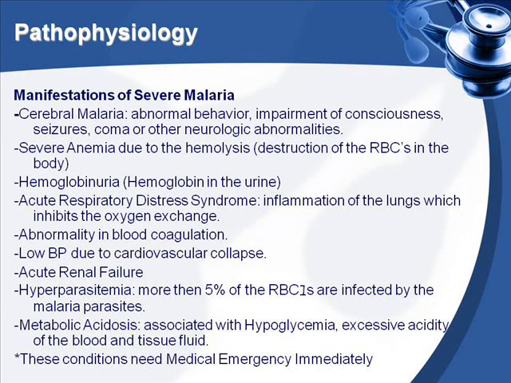Abnormality in blood coagulation. Low blood pressure due to cardiovascular collapse, acute renal failure, hyperparasitemia, which is when more than 5% of the RBCs are infected by the malaria parasites, metabolic acidosis associated with hypoglycemia, which is excessive acidity of the blood and tissue fluid. These conditions need medical emergency immediately.